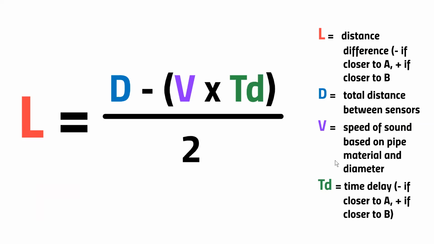And if we know that rate of speed, and we know the total distance between our two sensors, the D, and we know our speed of sound on the pipe, the V, and we also know the time delay, how much sooner the leak sound is reaching one sensor, the closer sensor, to the farther sensor. With those three variables, distance between sensors, speed of sound on the length of pipe based on the pipe material and diameter, and the time delay, how much quicker sound is reaching the closer sensor as opposed to the farther sensor, it becomes a simple mathematical equation to figure out the distance of the source of the leak in relation to A and B.